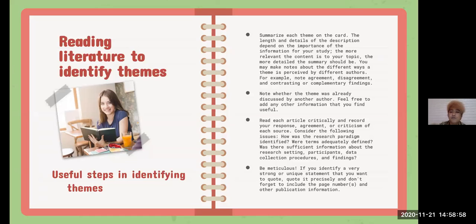The problem is if you have so many scribbled notes, hindi mo na mahanap kung saan mo siya ilalagay. So you have to be careful. Kaya nga, there is an index card where you will put all of these things so that it will be organized. Easier to understand, easier to see, and easier to collate. Consider the following issues. How was the research paradigm identified? Were terms adequately defined? Was there sufficient information about the research setting, participants, data collection procedures, and findings?